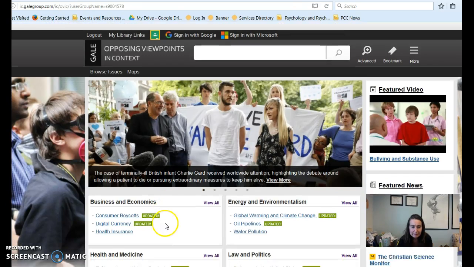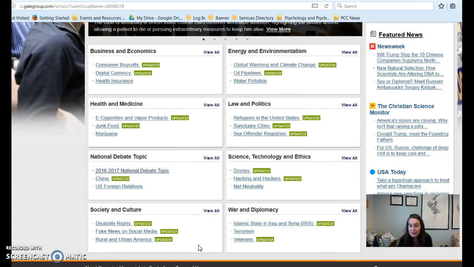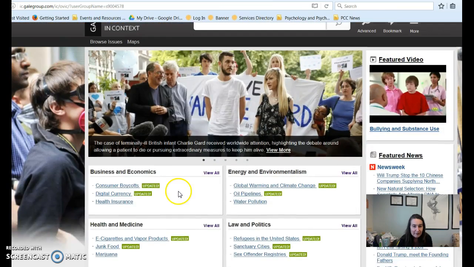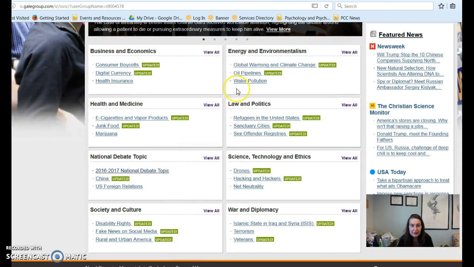And this is a database I like to introduce people to if they don't know what they want to research, they just know they suddenly have a 5-page paper. You're not in that situation, you know your topic. But they tend to break down topics into these larger subject areas. Wind turbines really do cross a lot of areas. They cross science, technology, and ethics. They cross maybe also health and medicine, certainly business and economics and energy.